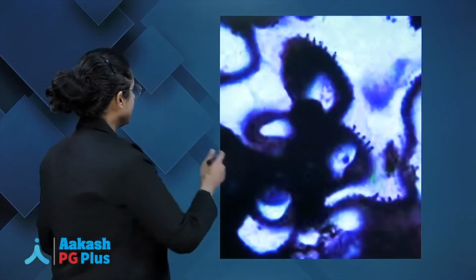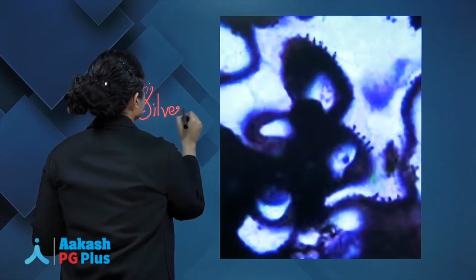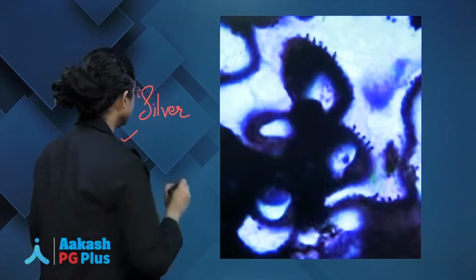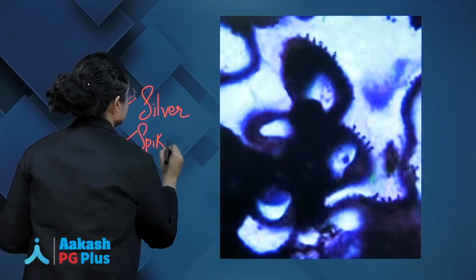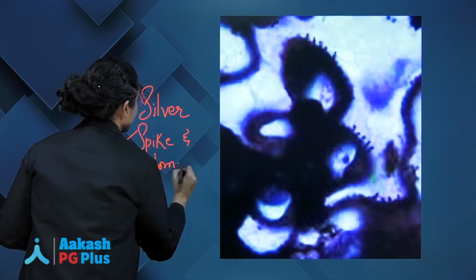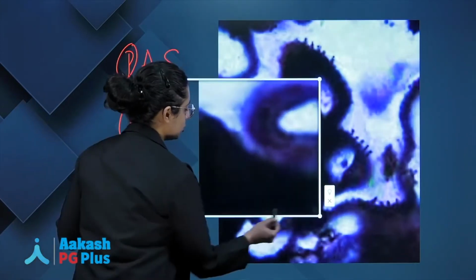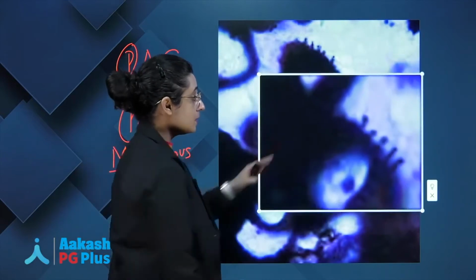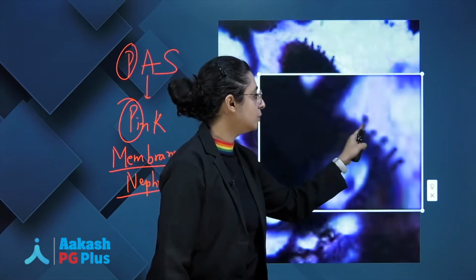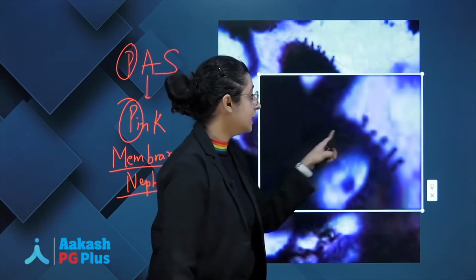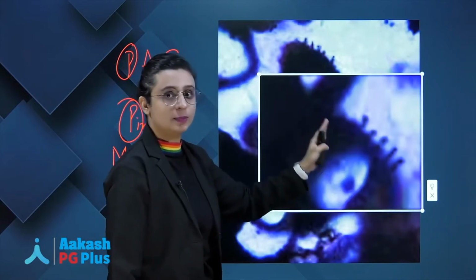You have to identify this is silver stain, and you have to remember one important term associated with membranous nephropathy, that is spike and dome appearance. Spike and dome appearance is seen on silver stain, and we can better visualize it on zooming the image. I want to show you these beautiful spikes. These spikes are due to basement membrane, and the immune deposits are lucent areas. The immune deposits are lucent areas, whereas these projections or spikes are due to basement membrane. So this is the spike and dome appearance seen in membranous nephropathy.